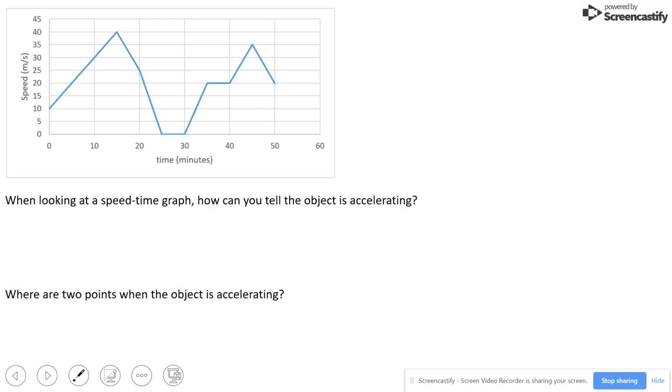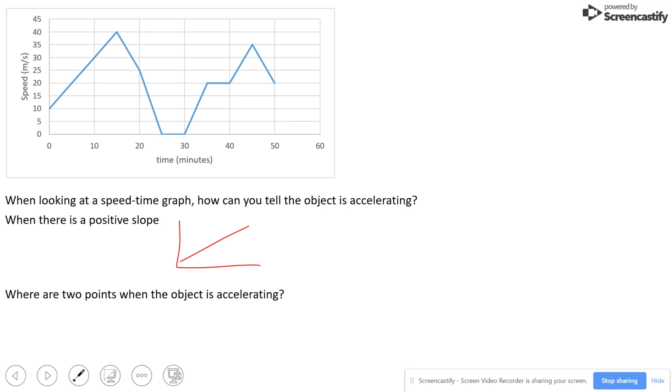First thing we are going to do is, when looking at a speed time graph, how can you tell if an object is accelerating? So just looking at this, it might be difficult to tell. So what we're going to be looking for is if there's a positive slope on a line. And what a positive slope is going to look like is, if this is our y-axis and our x-axis, it should be pointing up in some way, shape, or form. So any point where there's a positive slope, you're going to be accelerating.